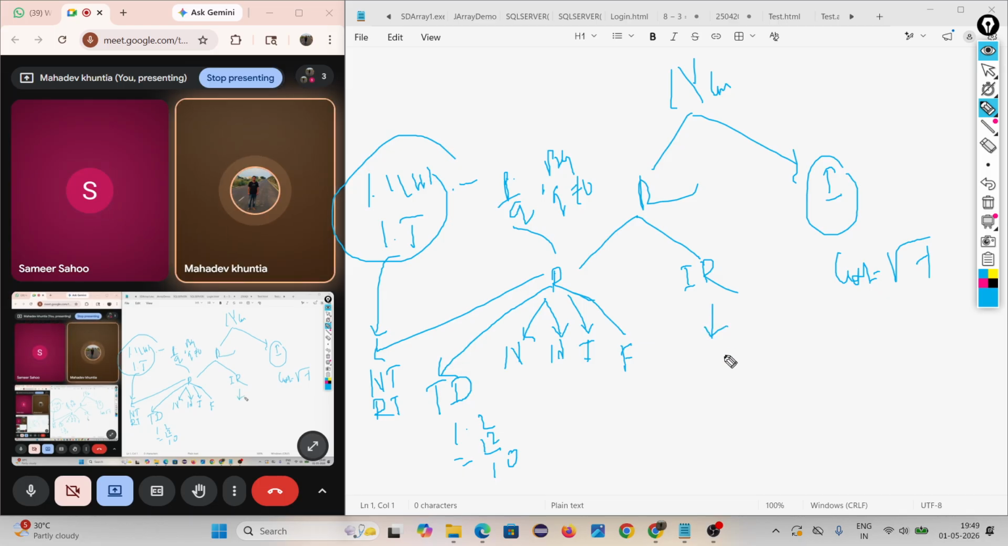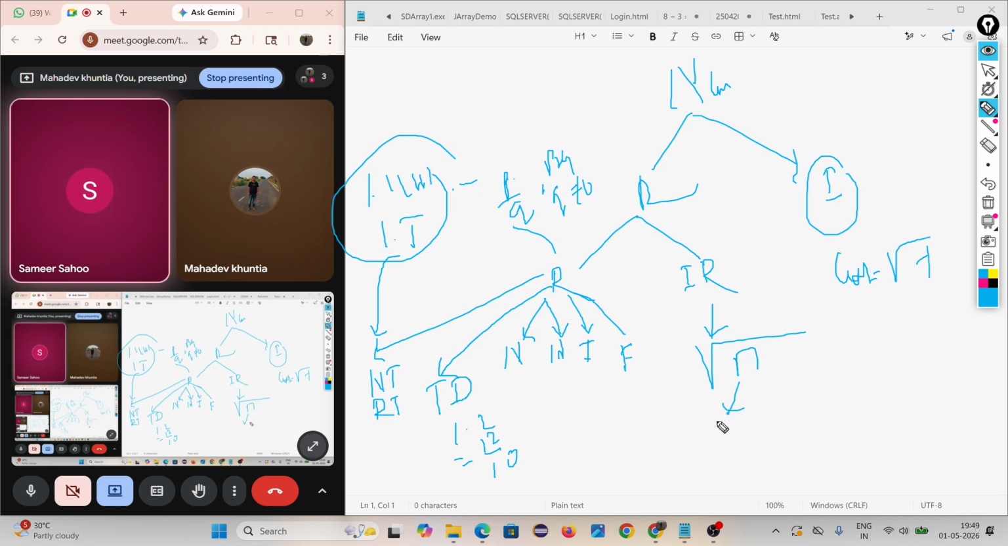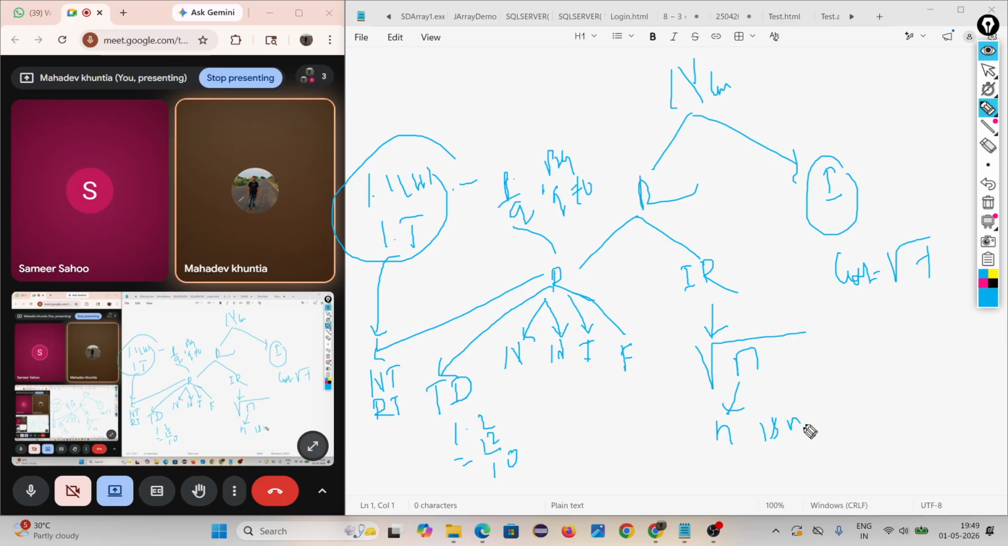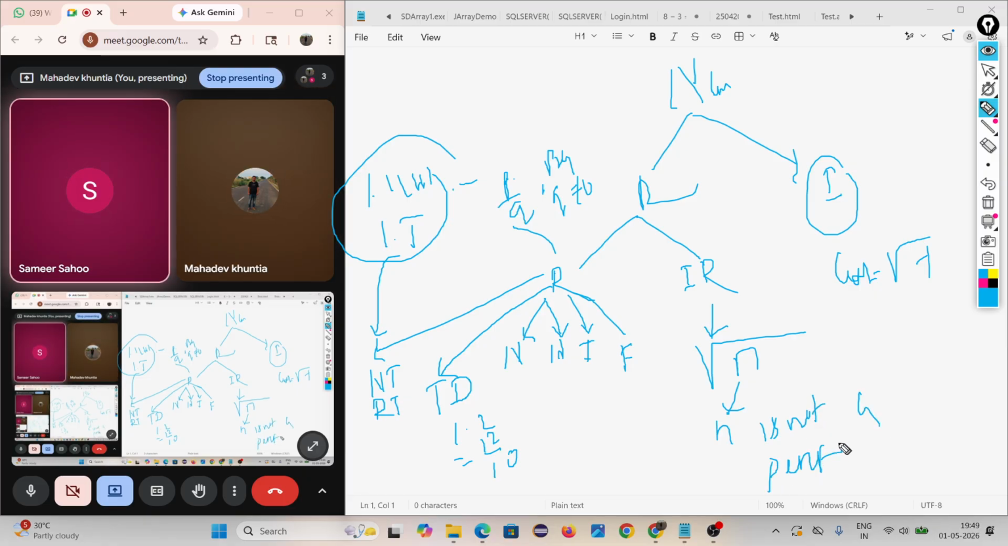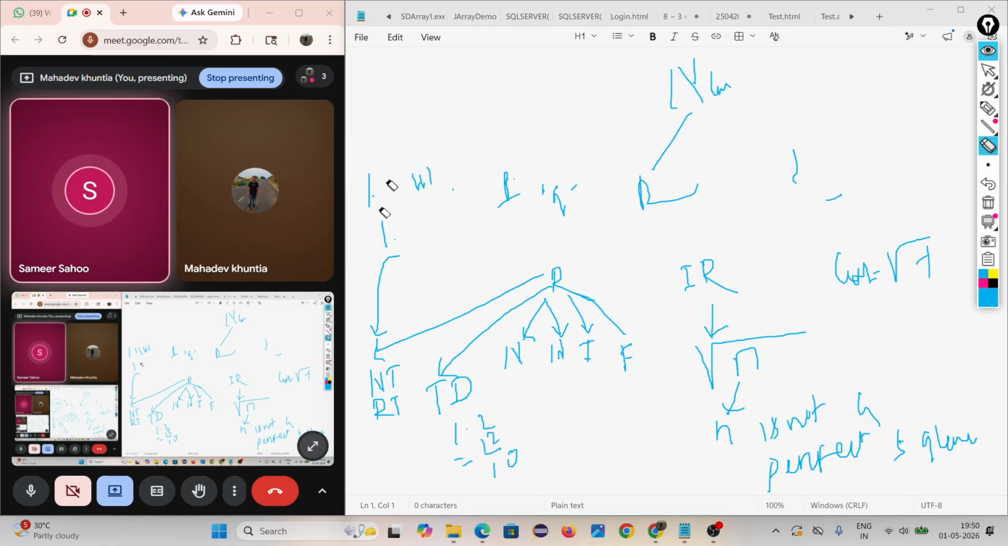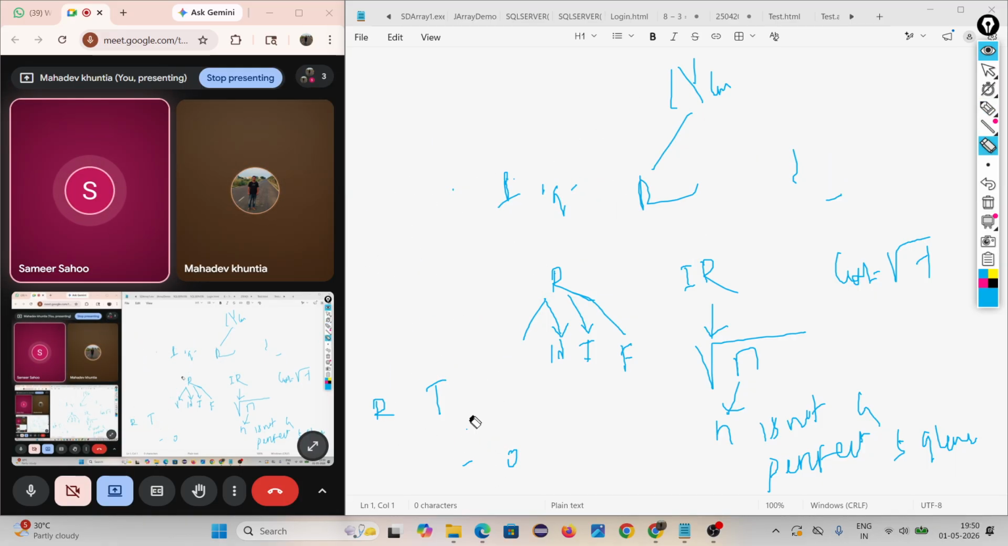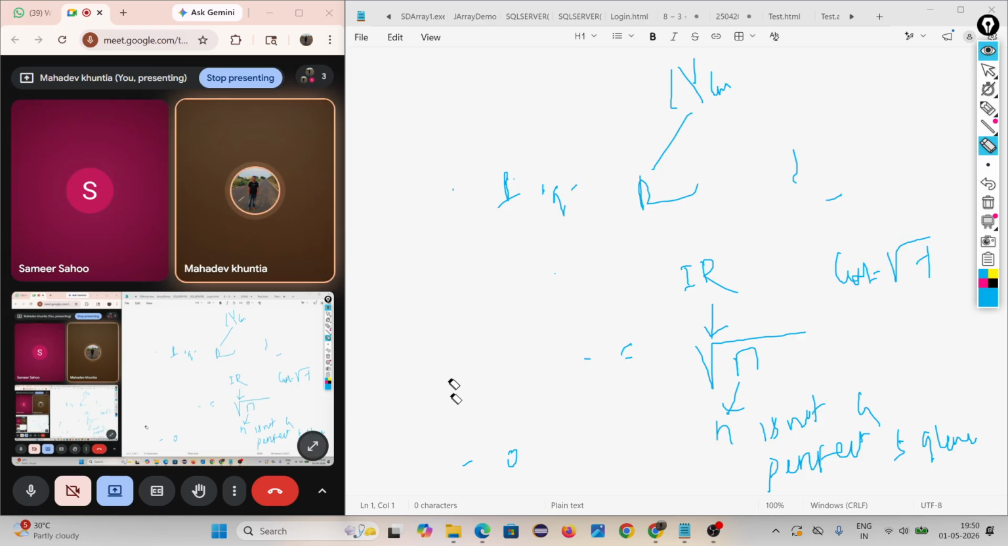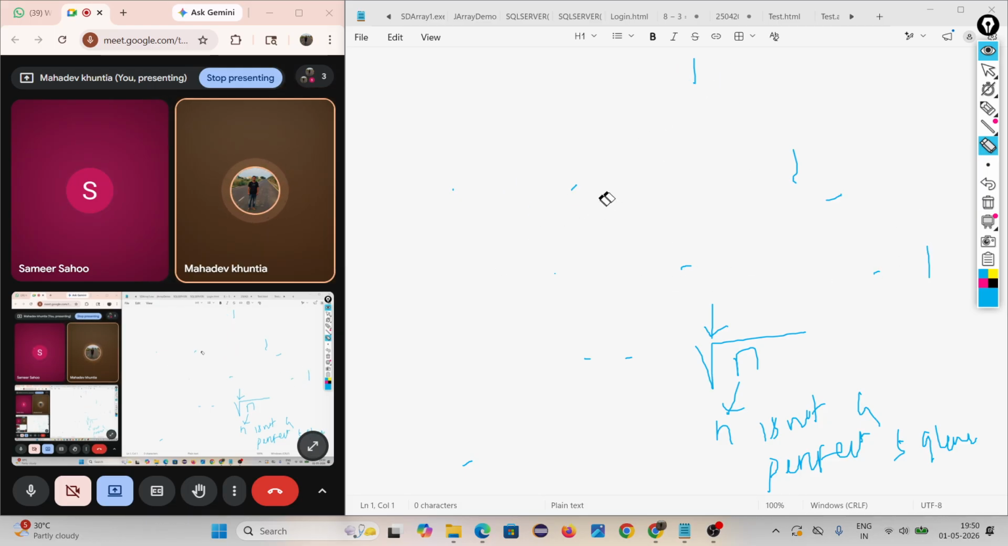For irrational numbers, one thing you remember: square root of n, where n is not a perfect square. What does it mean? Non-terminating, non-repeating also comes in this. Only three things you have to remember for knowing whether the given number is irrational or not. You can also apply the p upon q form.